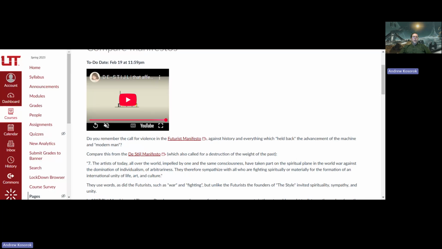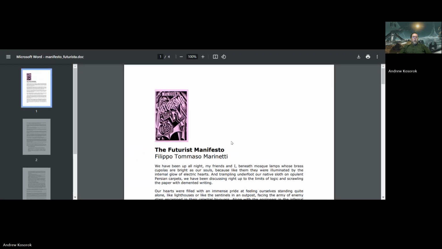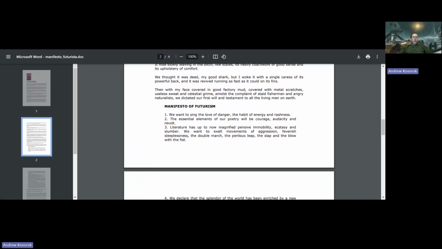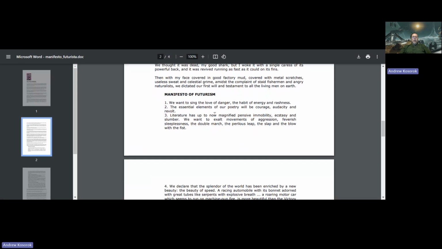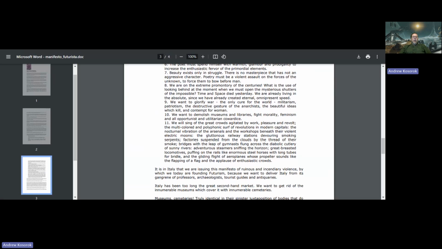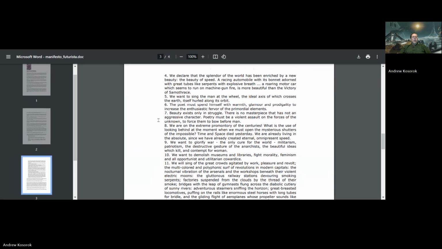And we have these two manifestos, and I just want to remind you a little bit about this. The Italian Futurism Manifesto, where Filippo Marinetti was talking about destroying the old, destroying history. We want to sing the love of danger, the habit of energy and rashness. And the essential elements of our poetry will be courage, audacity, and revolt. If you read through this manifesto, it's all these points where it talks about celebrating violence against the old. And then we look at De Stijl.